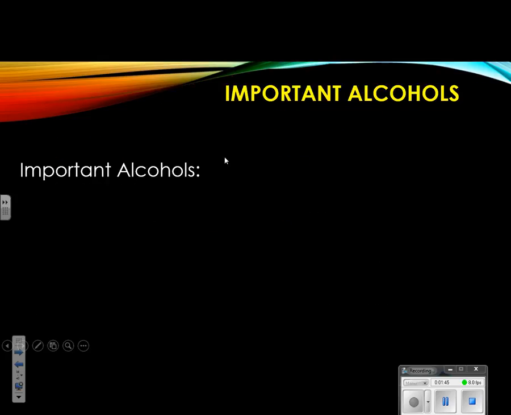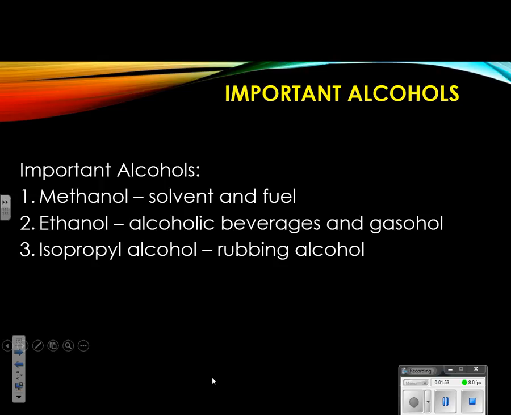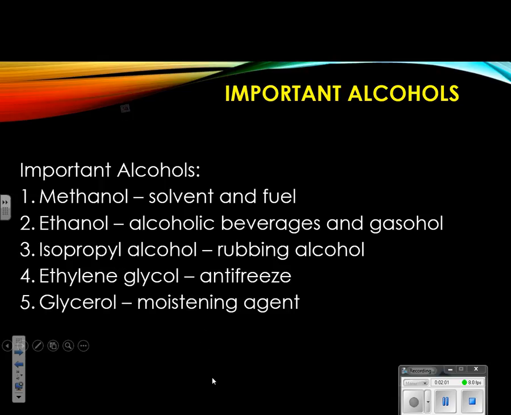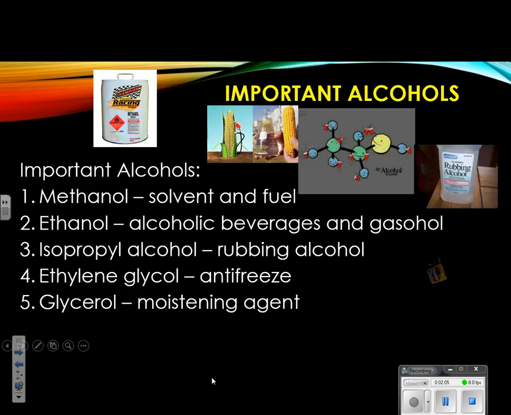So other important alcohols that we need to remember and their uses: methanol is used as a solvent and a fuel, ethanol as an alcoholic beverage and in gasohol. Isopropyl alcohol is used in rubbing alcohol, ethylene glycol as antifreeze, and glycerol as a moistening agent. And so there's some examples of each of those.